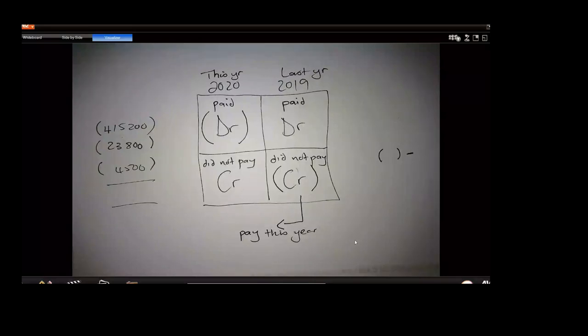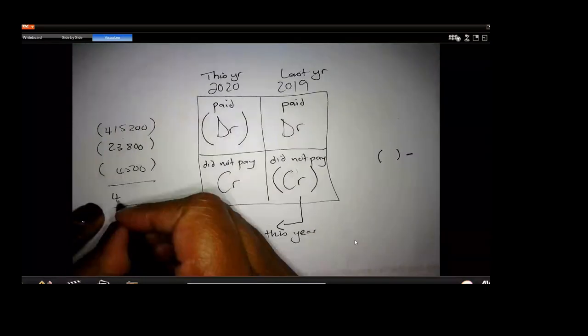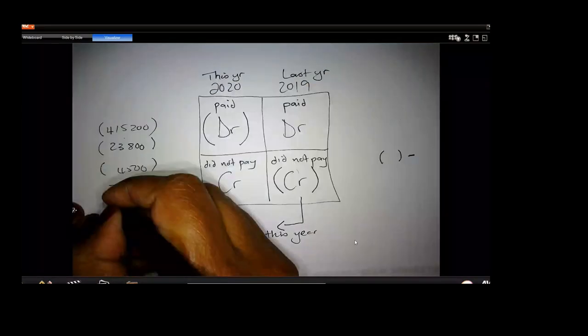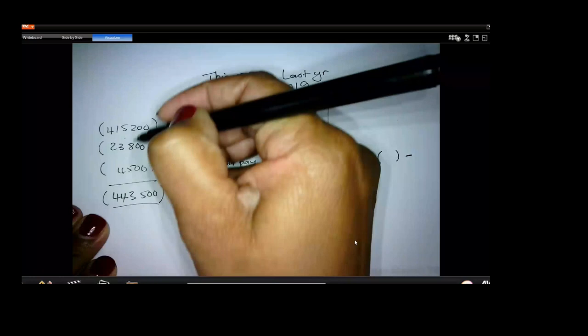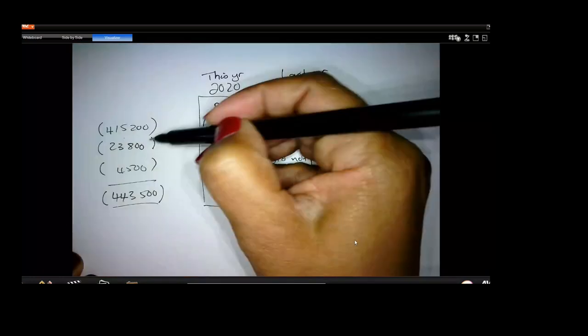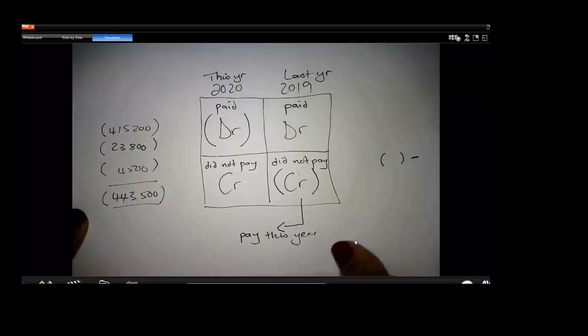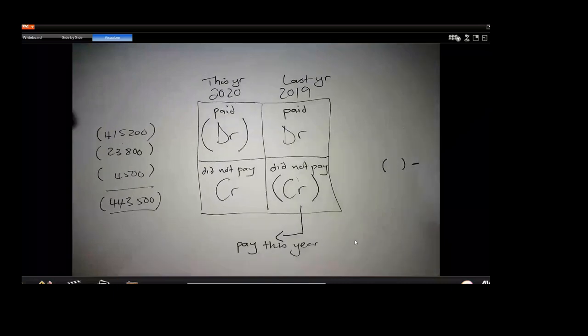Because you're either going to do it this way on your answer sheet. So you're going to have 443,500. Now, I know, learners, that some teachers would have taught you to plus all together, and it is right. You're plusing all your negatives together to get a bigger negative. I work with outflow. So this is what it's going to look like on my answer sheet.